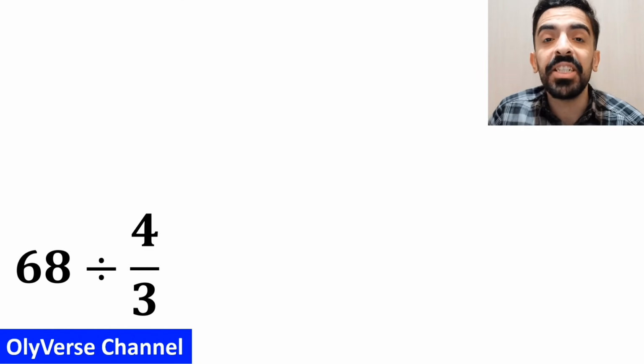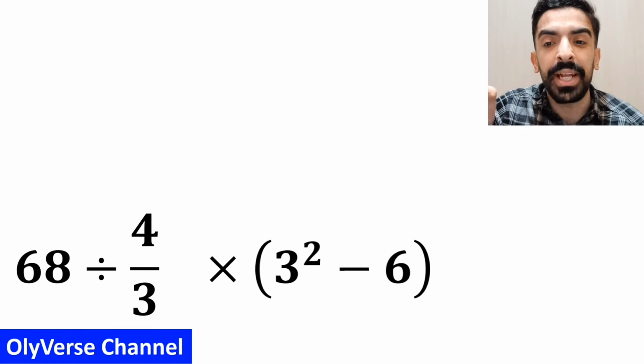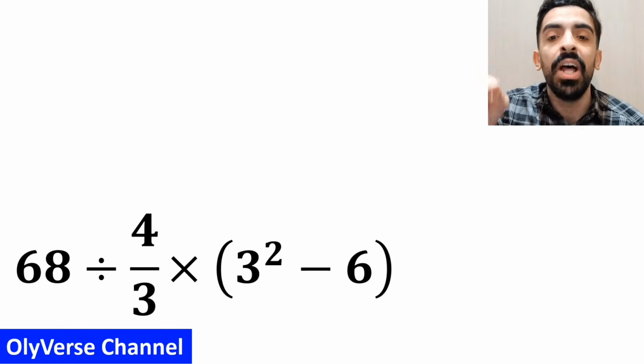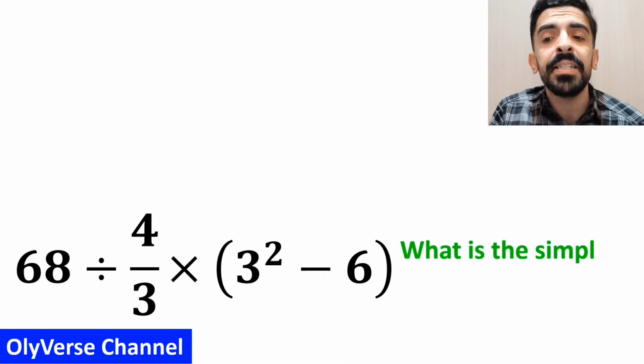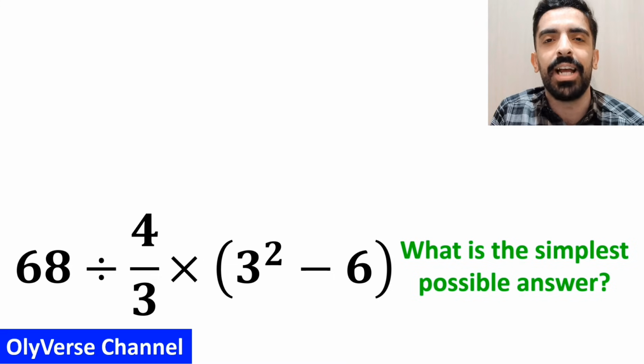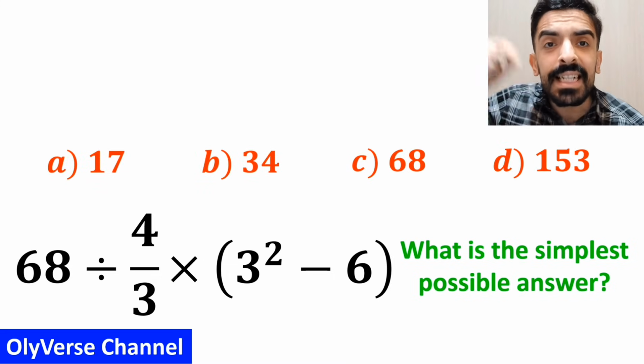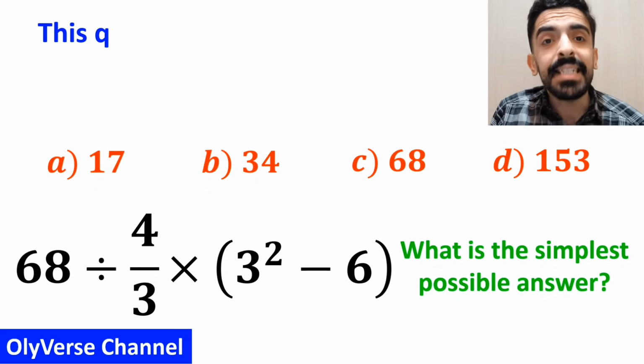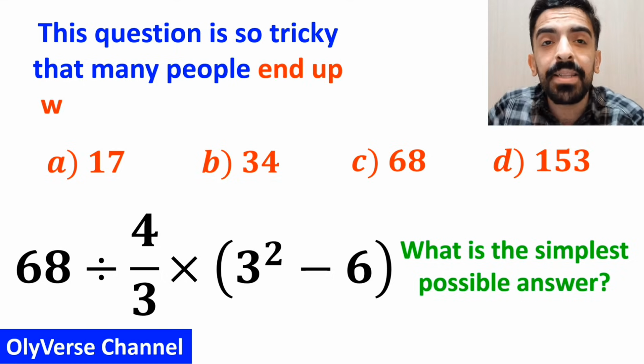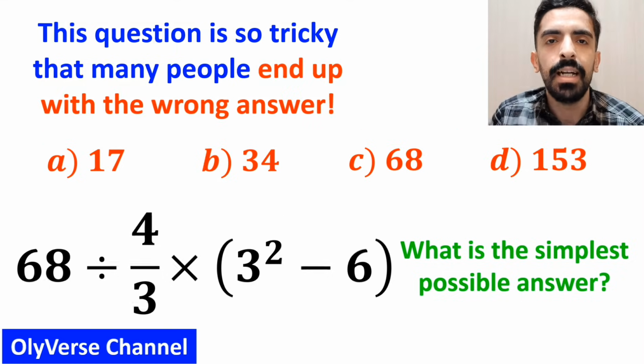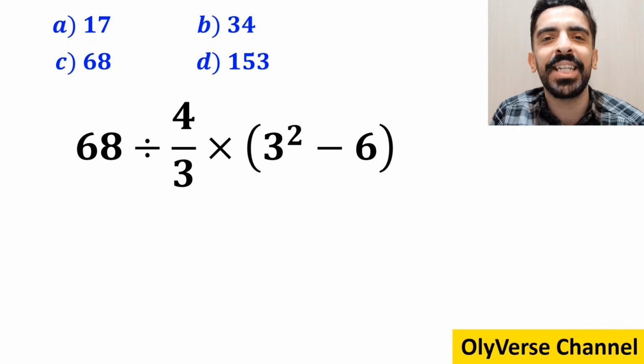If we have the expression 68 divided by 4 over 3 multiplied by open parenthesis 3 to the power of 2 minus 6 close parenthesis, then what is the simplest possible answer to this question? Which option do you think is the correct answer to this question? This expression is so tricky that many people end up with the wrong answer. Let's take a closer look and solve it together.